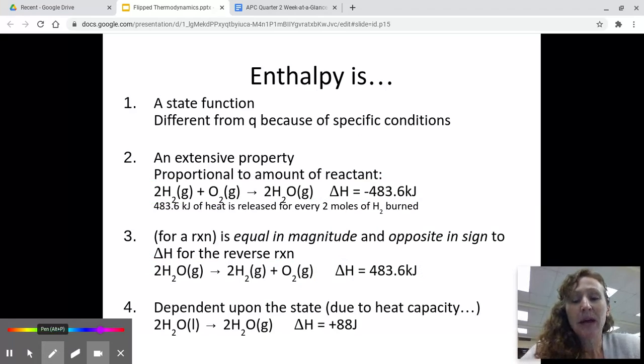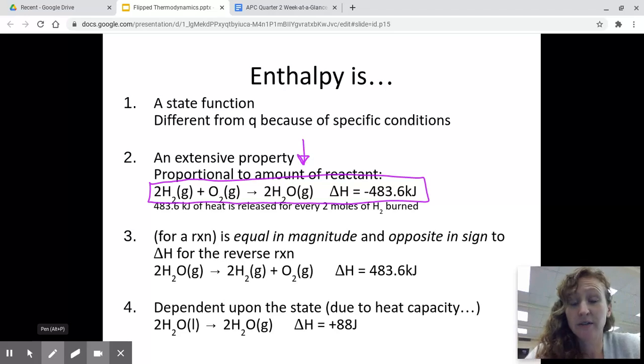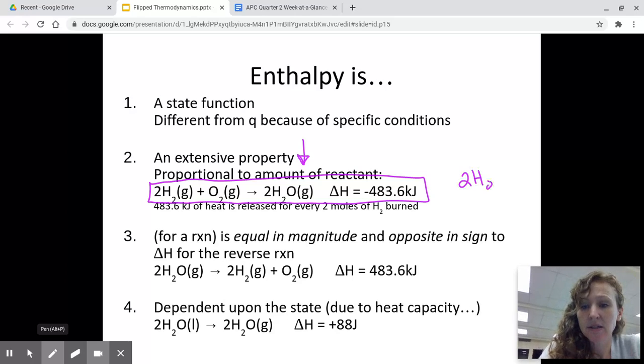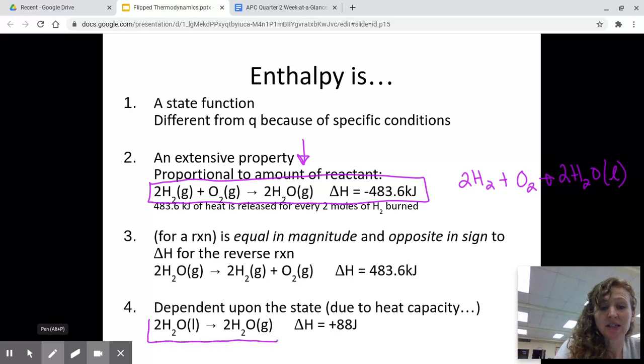enthalpy is going to be dependent on the state. If you have a reaction like the reaction in number 2, and notice that we have created water vapor, if you have that same reaction and instead you make water as a liquid, that is going to be a different enthalpy change. So enthalpy is specific to the state.